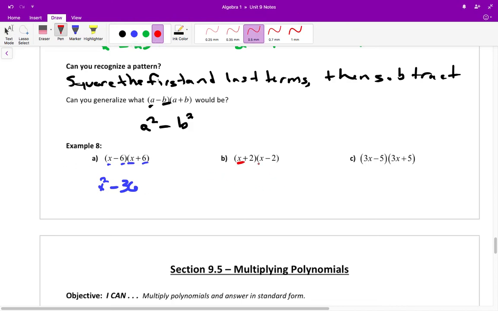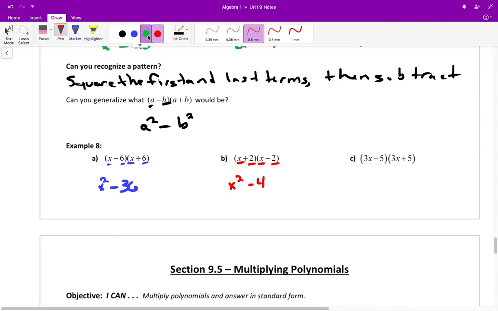Notice that x and x, 2 and 2, same terms, opposite signs, plus and minus. Again, that's what lets us do this. So take the first term, which is x, and square it. Second term, which is 2, and square it, which would give you 4. Subtract in between, x squared minus 4.